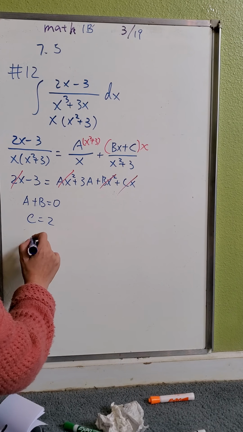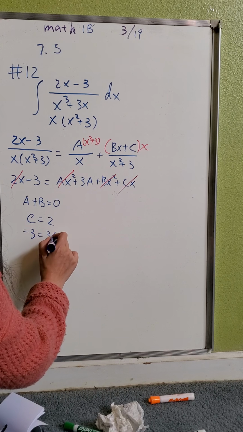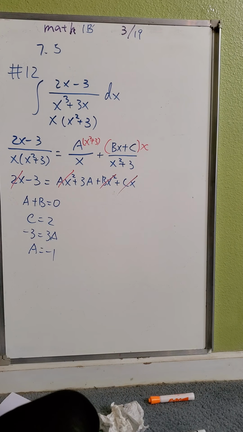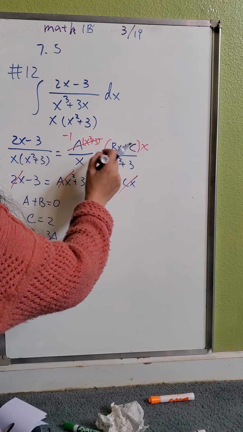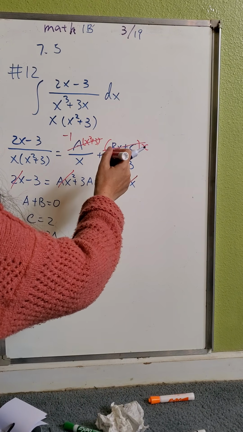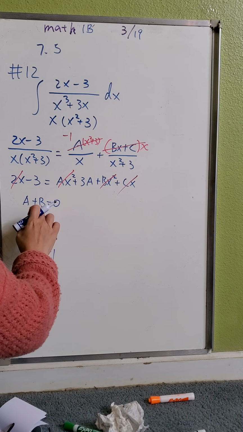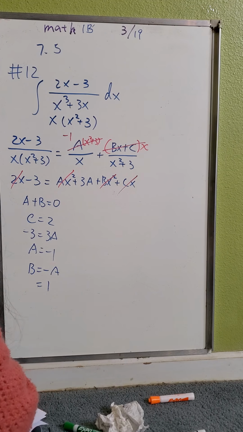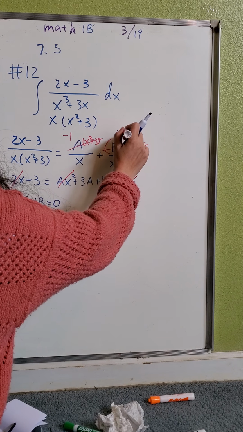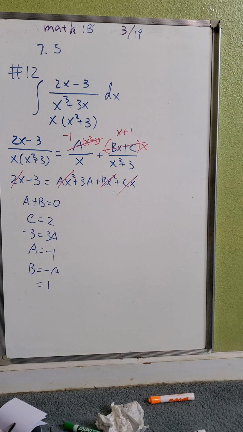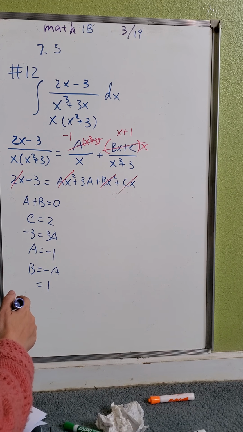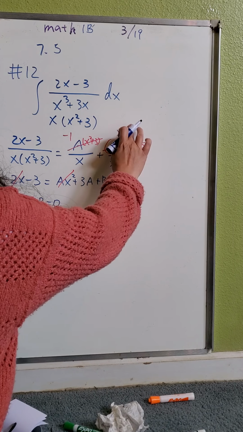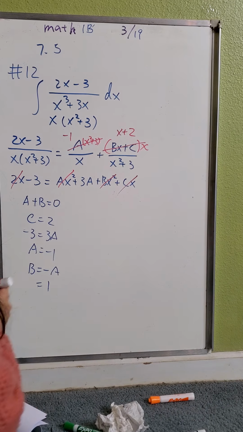And the last one is negative 3 equals 3A, and then A is just equal to minus 1. So that means this one comes out equal to -1. B is equal to, oh, I haven't gotten B yet. So B is just the opposite of A, so equal to 1. So this becomes x plus 1. Oh no, not x plus 1, x plus 2. So x plus 2, I'm sorry.